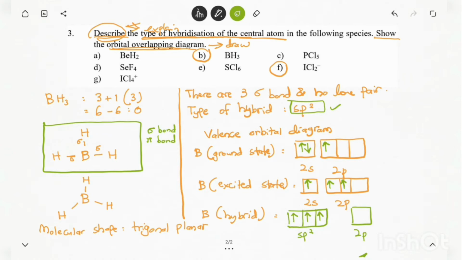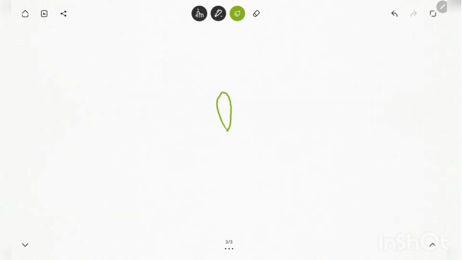In order to draw the orbital overlapping, we must make sure that the drawing of orbital overlapping is similar to the shape of the molecule. So we draw trigonal planar. This is for boron, which is the central atom. This is sp2, labeled sp2.